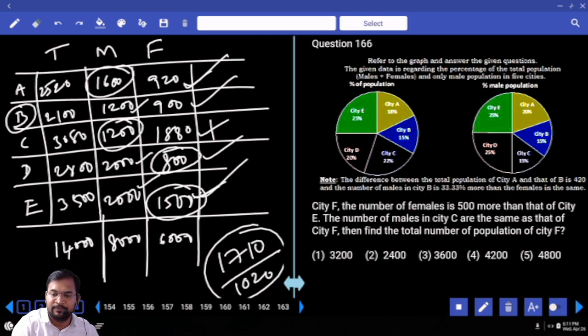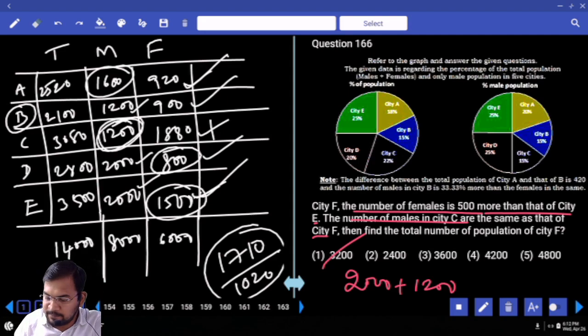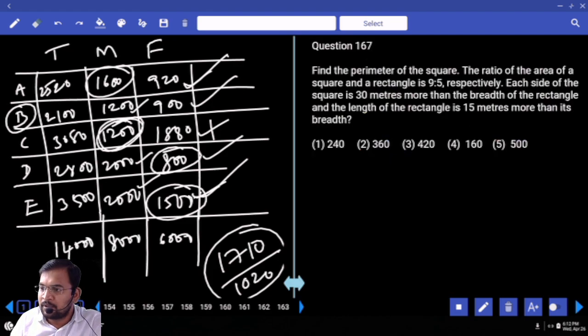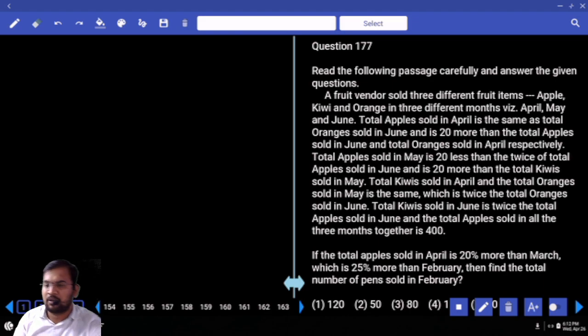CTF, we don't know CTF, right? No problem. The number of females in CTF is 500 more than CTE. That is nothing but 2000. The number of males in CTC are the same as that of CTF. CTC males 1200 together is 3200. I think this set is completed. So we'll solve the sets first. $177 to $181. Now see here.